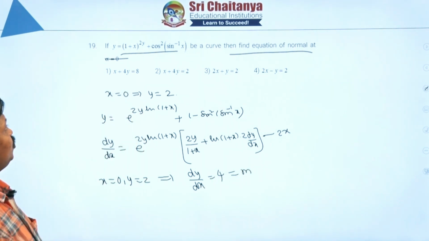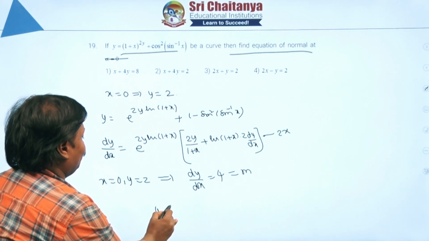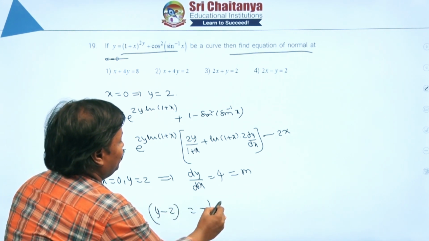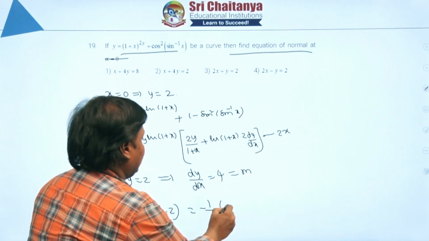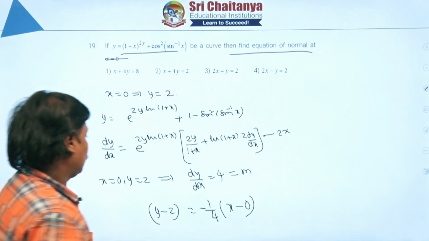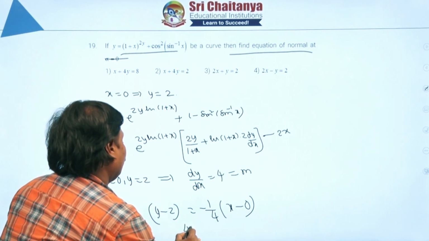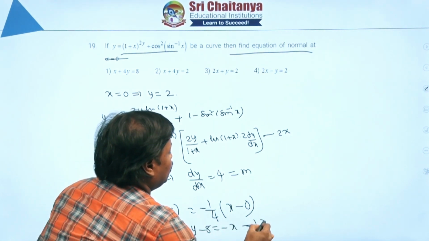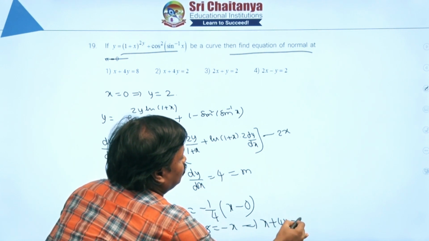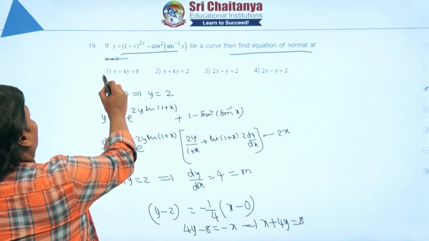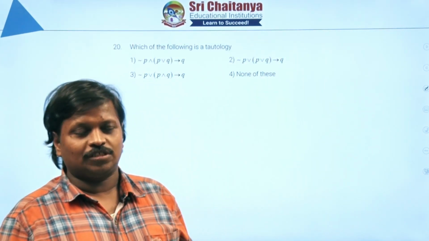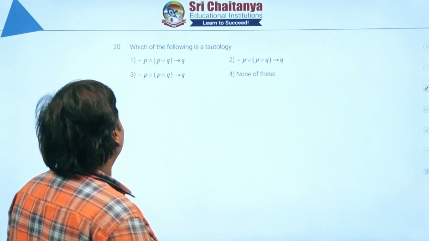So then the equation of the normal I can write as y minus 2 equals minus 1 by 4 into x minus 0. So that means 4y minus 8 equals minus x, so x plus 4y equals 8. So therefore, the answer will be 1. 19th answer is 1. Question number 20, this question came from mathematical reasoning.